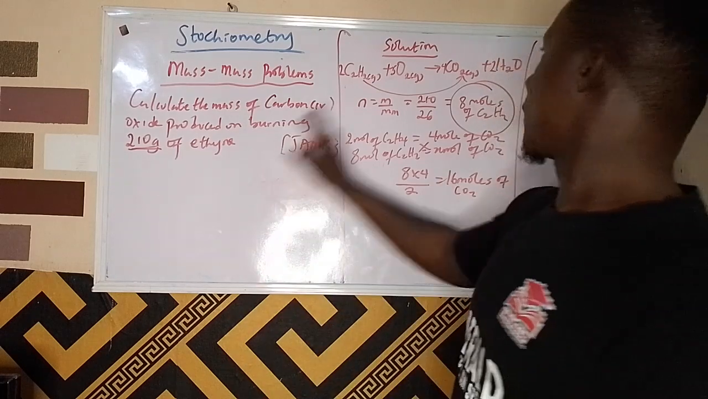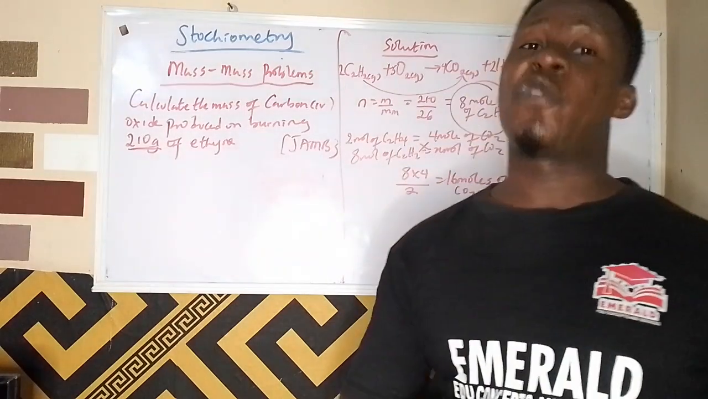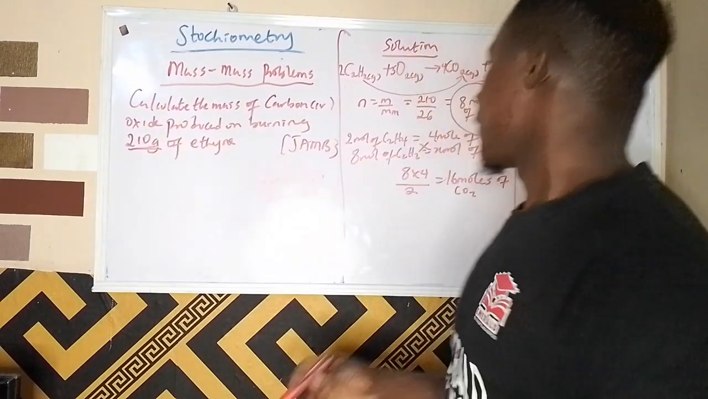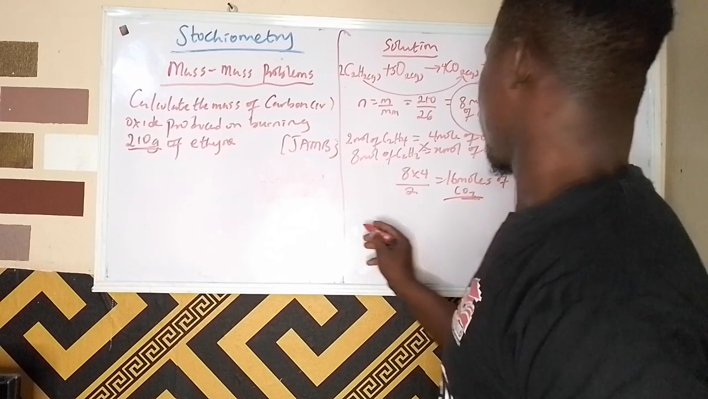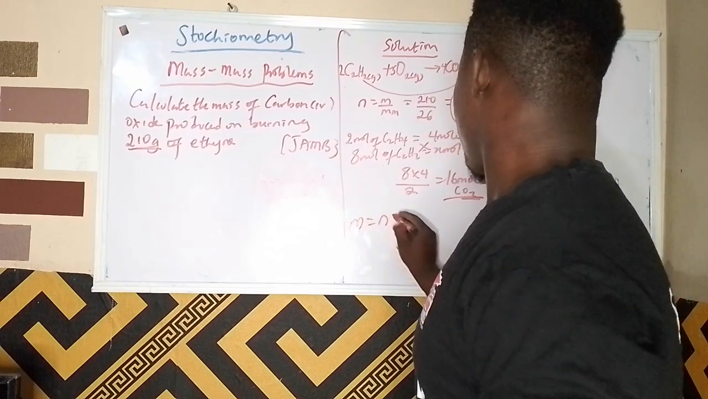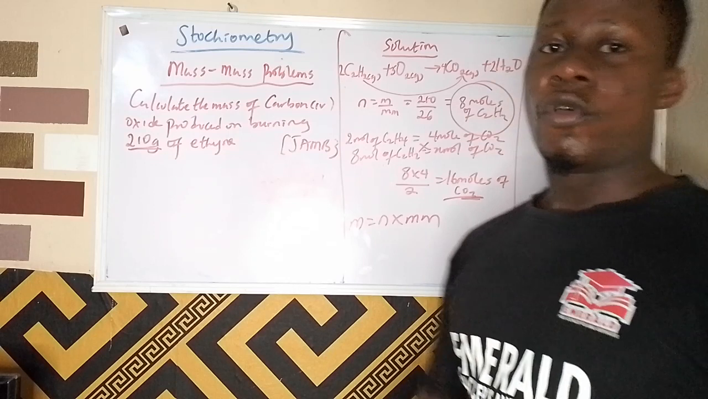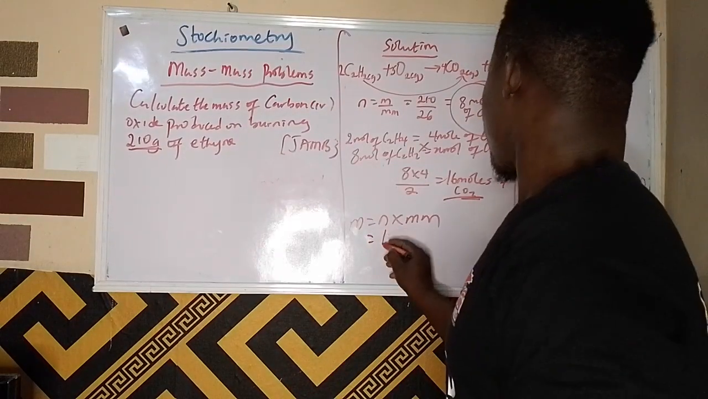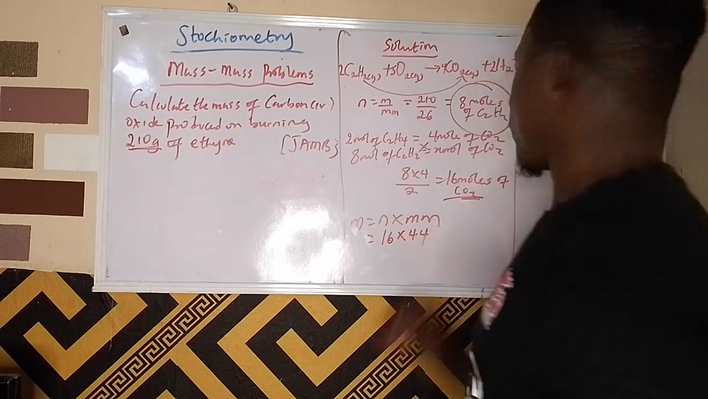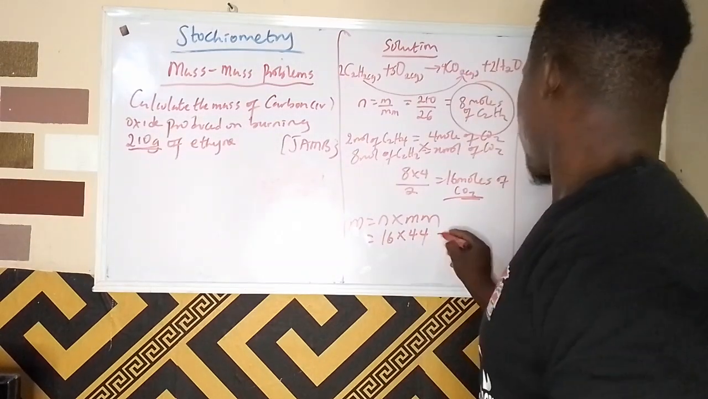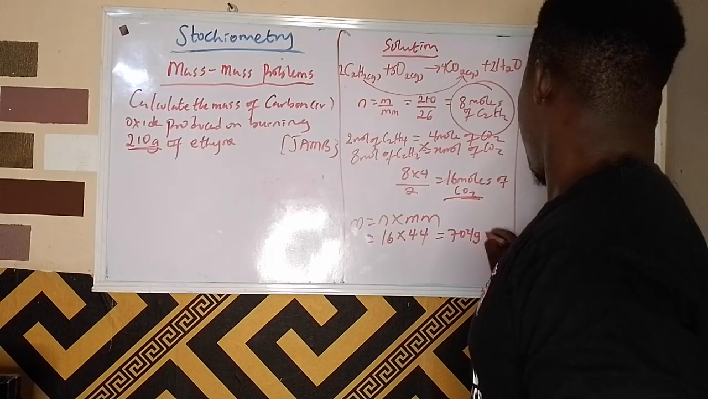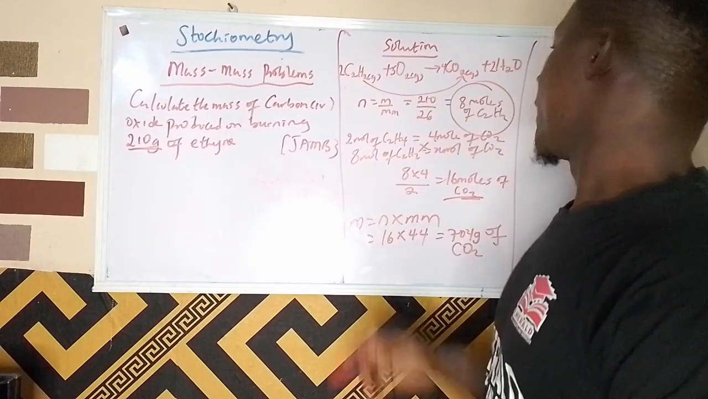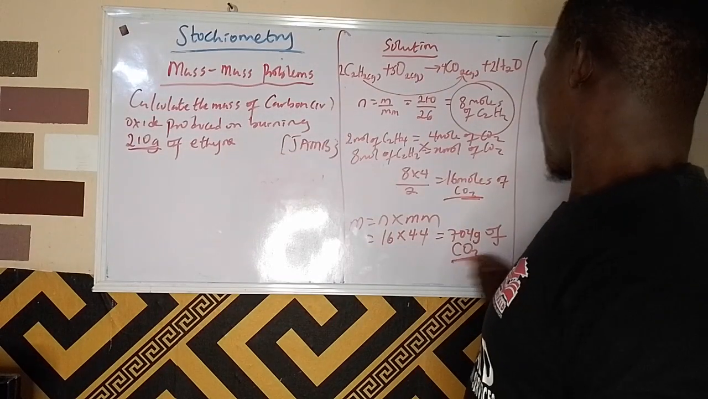So from this question, you have been able to get the number of moles of CO2, and that's the essence of stoichiometry. Now, by getting the number of moles of CO2, we can say the mass of CO2 is equal to number of moles times molar mass, and the molar mass of CO2 is 44. So you're going to have 16 multiplied by 44, which will give us 704 grams of CO2. Again, this is the mass that we are asked to find.